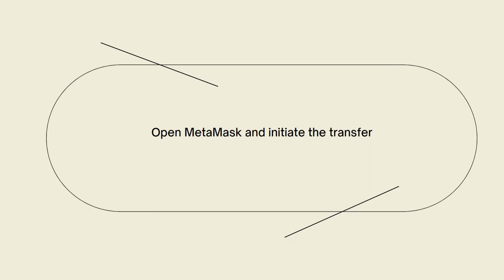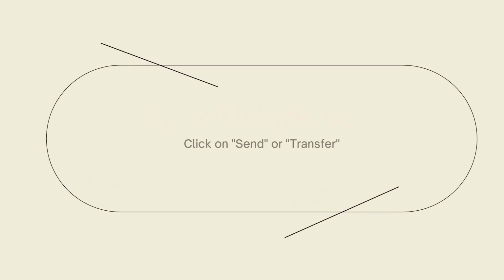Now open MetaMask and initiate the transfer. Open your MetaMask wallet extension or app and navigate to the Assets or Wallet section. Locate your USDT token and click on it to access the token details. Now click on Send or Transfer. Within the USDT token details, look for an option to send or transfer the tokens. Click on that option to initiate the transfer.